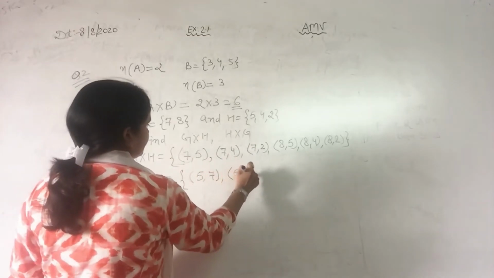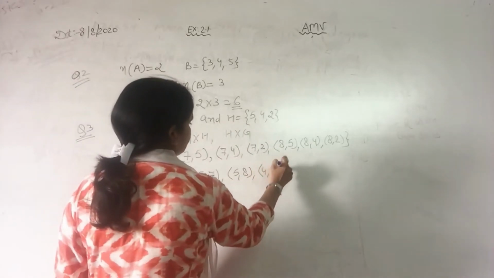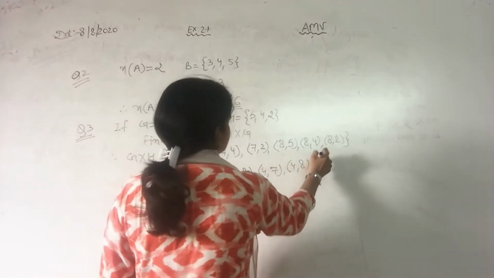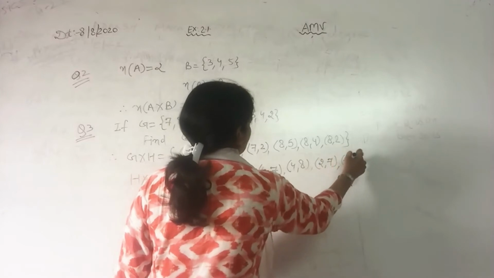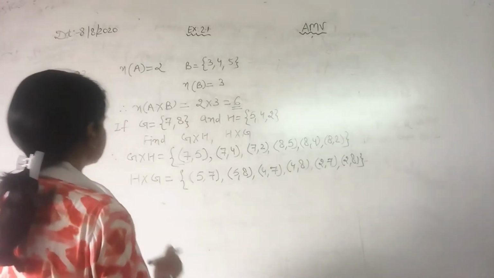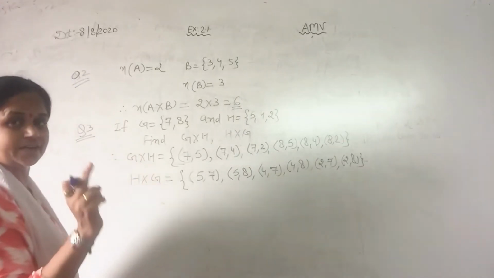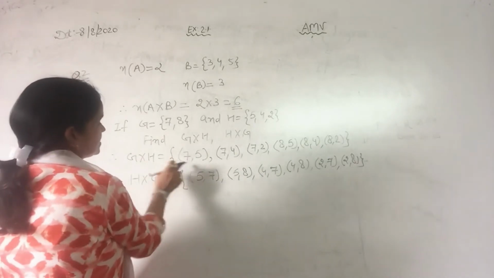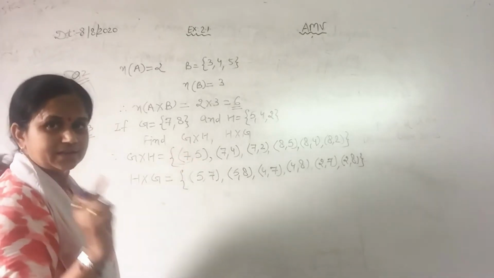Second (5, 8). And now (4, 7) and here (4, 8). Next (2, 7) and here (2, 8). Okay, this is the answer. Now see students, Cartesian product G×H is not equal to Cartesian product H×G. Here you see that this ordered pair (7, 5) is not equal to (5, 7).